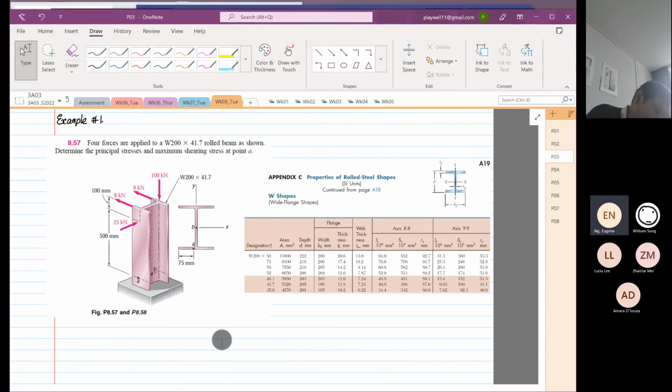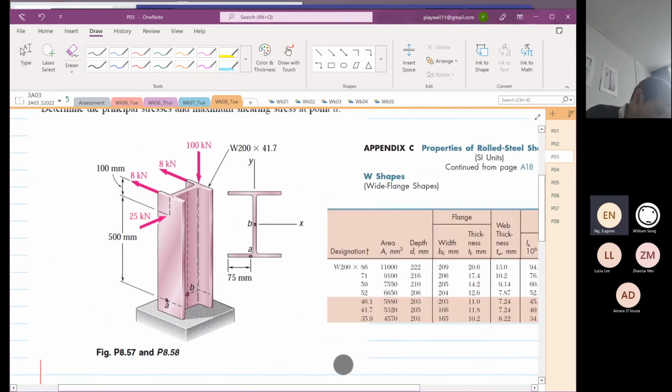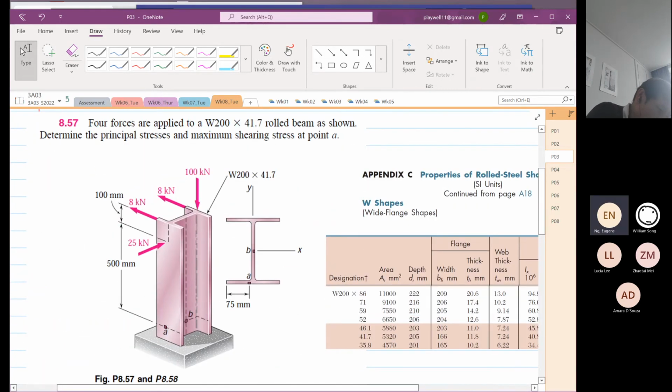And I'm going to do something further. We're not going to just look at point A. We are also going to look at point B. And let's do all at the same time. So we have point A and point B. Point A and point B are positions here and here.